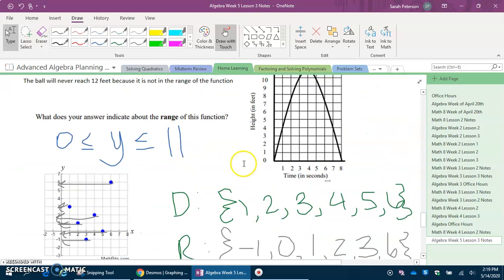So the main idea of domain and range is just that you understand domain is input, range is output. Domain means all your x values, range means all your y values.